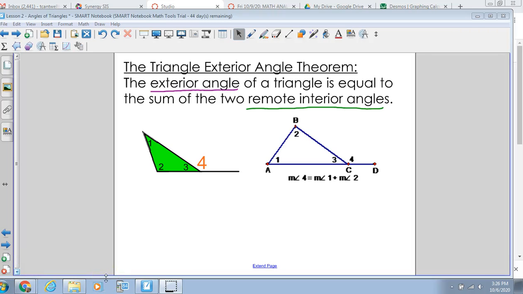Hello geometry students. In this video we're going to learn about the triangle exterior angle theorem. So it's important to know what some of these terms mean. It says the exterior angle of a triangle is equal to the sum of the two remote interior angles.